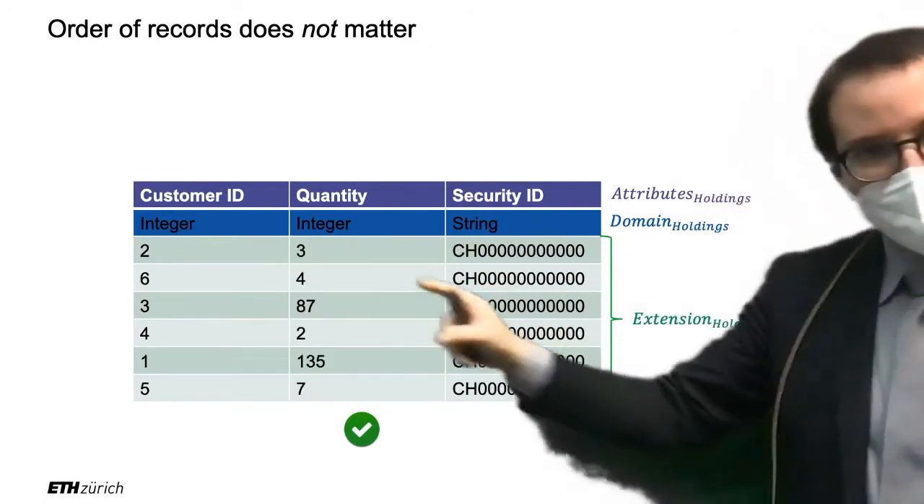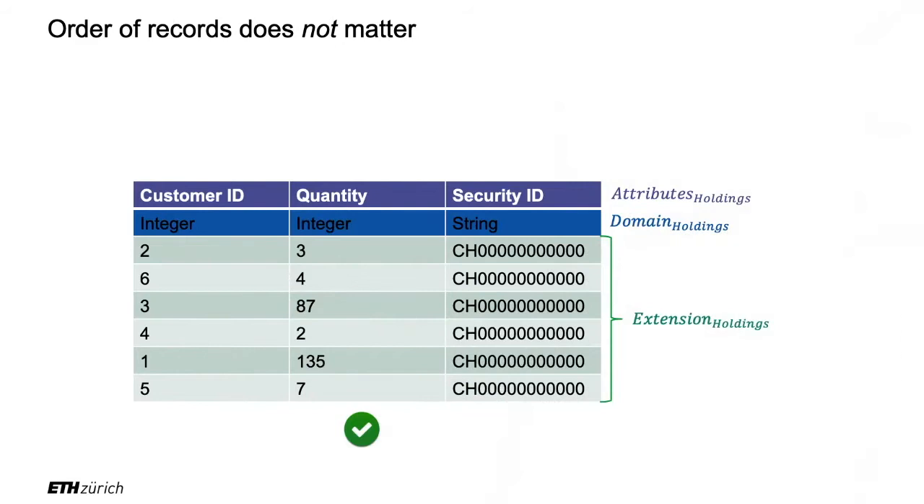Okay. The order of records also does not matter. This is true in the two definitions. In the first definition, because a relation is a set of tuples, since it's a set, there's no order. In the second definition, it's a set of maps, but since it's a set of maps, the order doesn't matter. Why? Just because it's a set. In a set, there is no order, right?